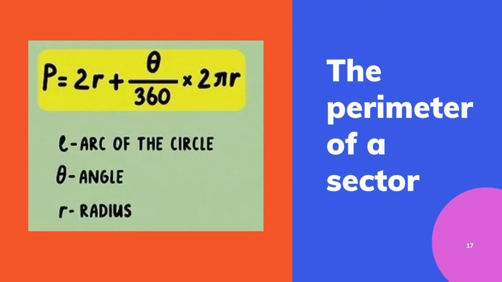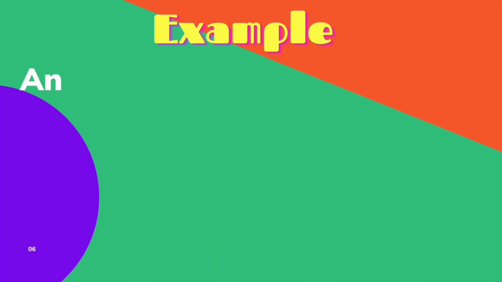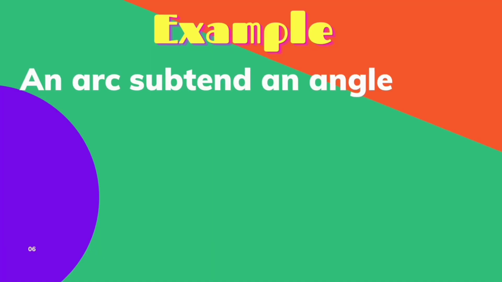To calculate the perimeter of a sector, you use the formula 2r plus theta all over 360 times 2 pi r, which is like adding the length of the two radii and adding it to the length of an arc. So let's take an example involving the perimeter of a sector.